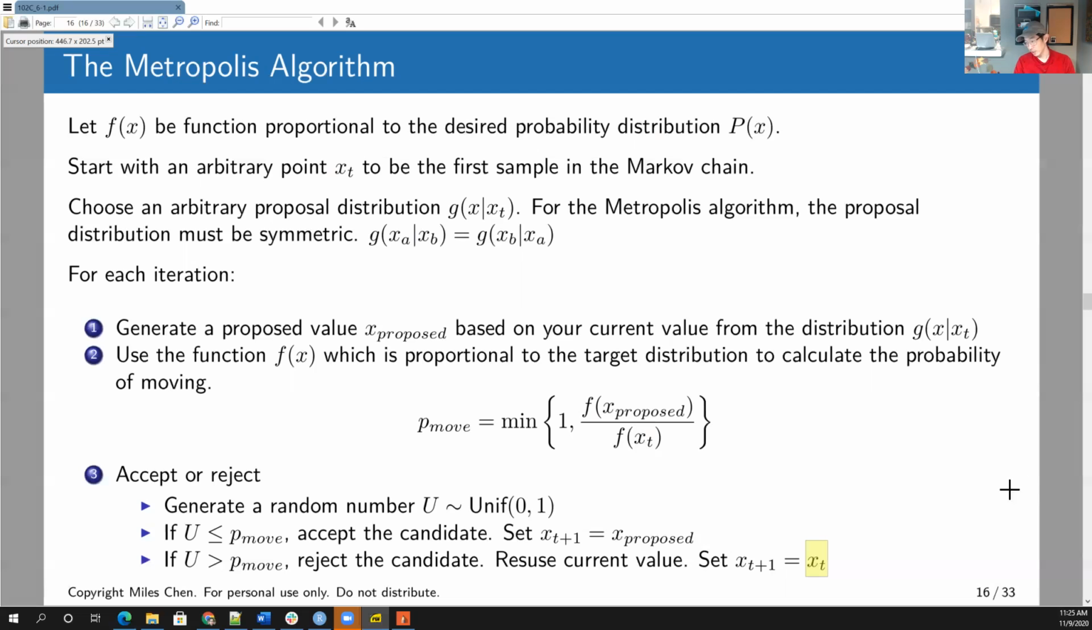But here with the Metropolis algorithm and with MCMC, the next value, x at time t plus 1, could be the same value as x at time t. So this could happen, and it happens with a non-zero probability. It happens a fair amount of the time, actually.